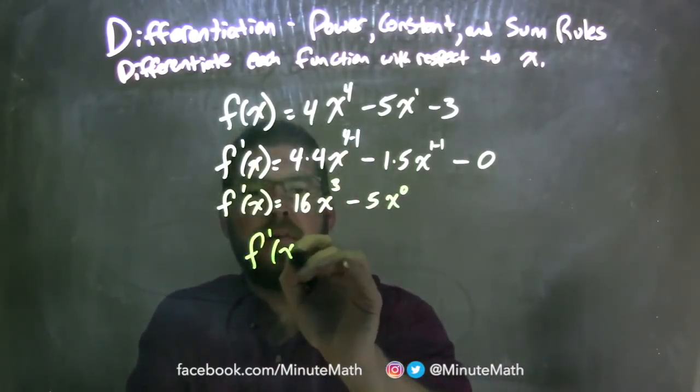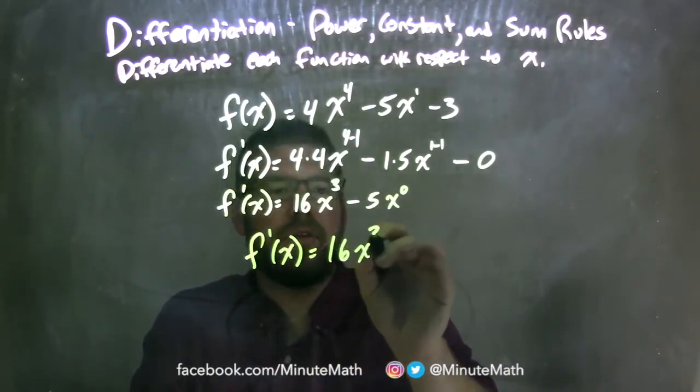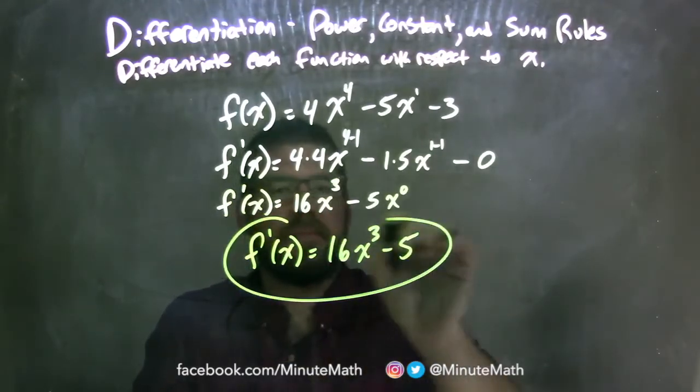So we have f prime of x is equal to 16x to the third minus 5. And there we have it. Final answer.